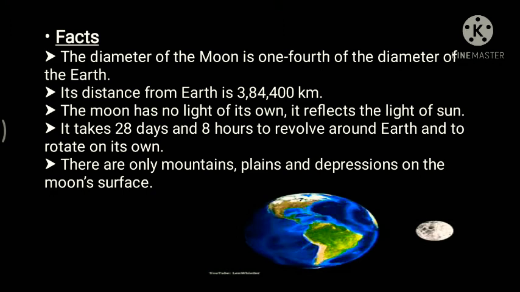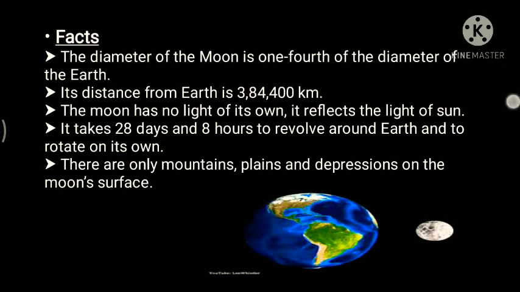Along with all this, the moon, just like the planets, has no light of its own, so it reflects the light of the sun. It takes around 28 days and 8 hours to revolve around Earth, as well as at the same time to rotate on its own axis. As a result, we get to see only one side of the moon. That's the reason why we can see only one side of the moon.